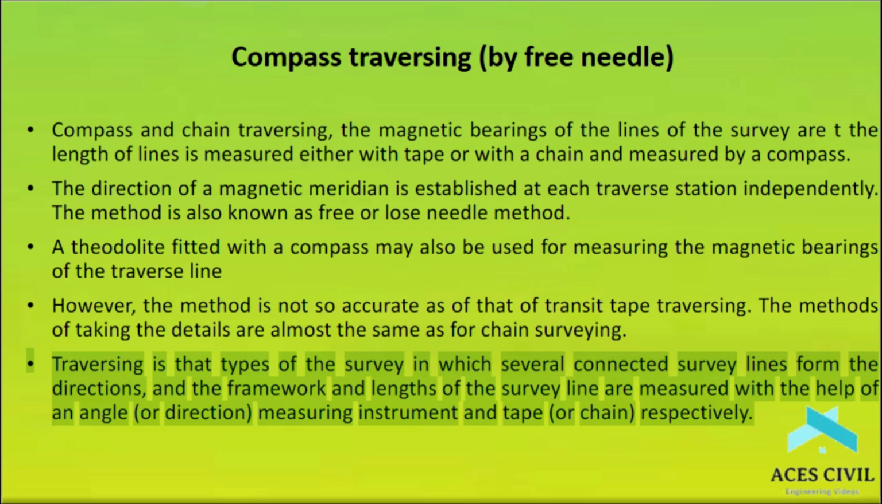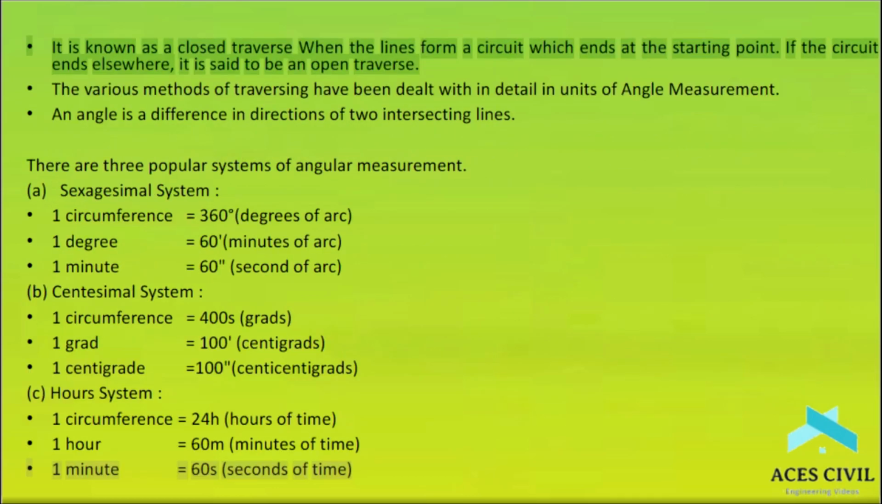Traversing is that type of survey in which several connected survey lines form the framework, and the directions and lengths of the survey lines are measured with the help of an angle, or direction, measuring instrument and a tape, or chain, respectively. It is known as a closed traverse when the lines form a circuit which ends at the starting point. If the circuit ends elsewhere, it is said to be an open traverse. The various methods of traversing have been dealt with in detail in the units on angle measurement. An angle is the difference in directions of two intersecting lines.